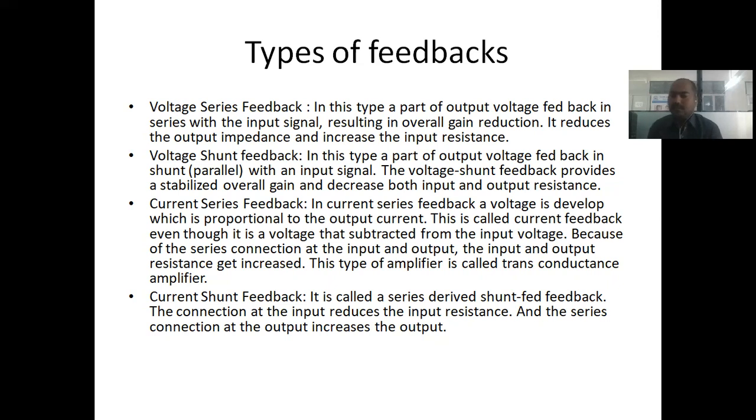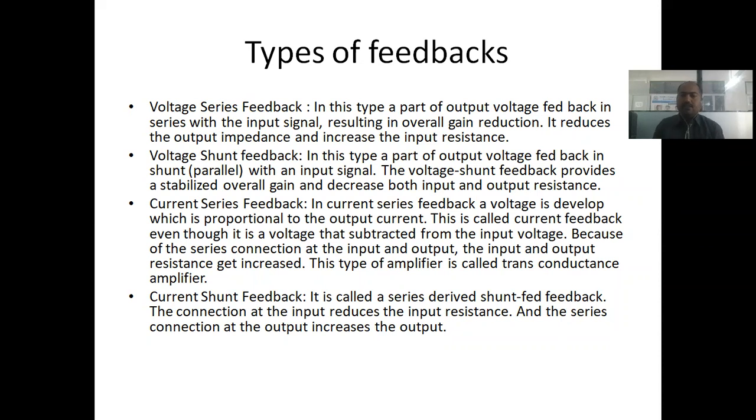In both cases only the terms voltage and current are used, but according to the combination, series or shunt, which indicates parallel, there are four types of configuration. Only two types come from voltage and current, but how they are connected, either series or shunt, gives four types.